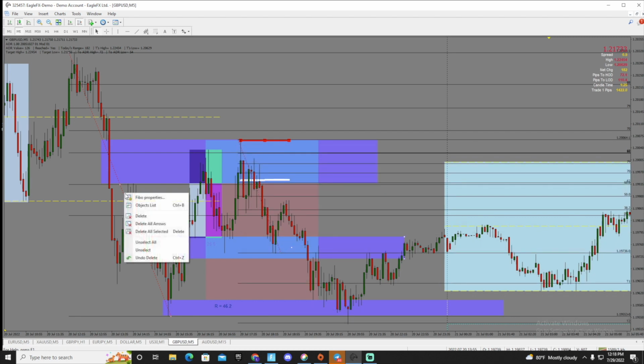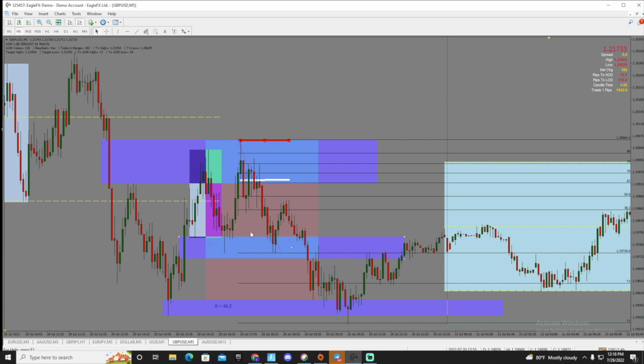All right, we're gonna remove this one. Now we can use our fib like this. Let's take off the gap box just because it's getting a little bit confusing. All right, we ended up taking our first trade here. Structure got broken to the downside.